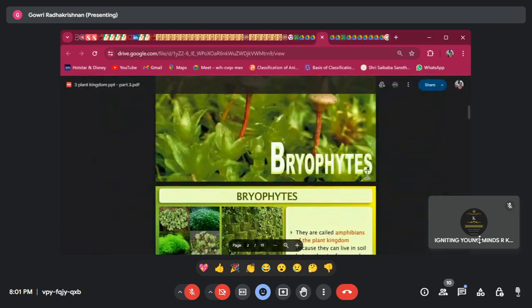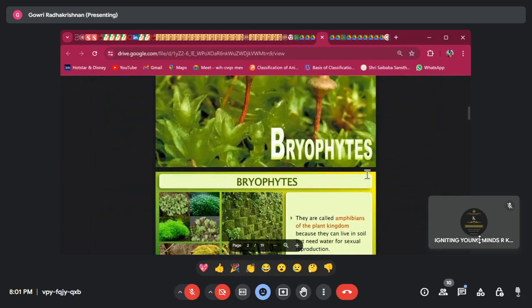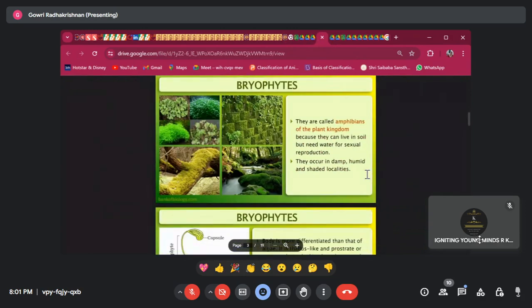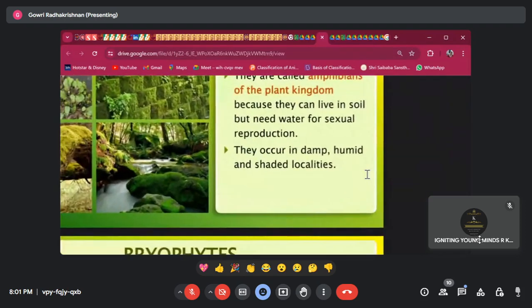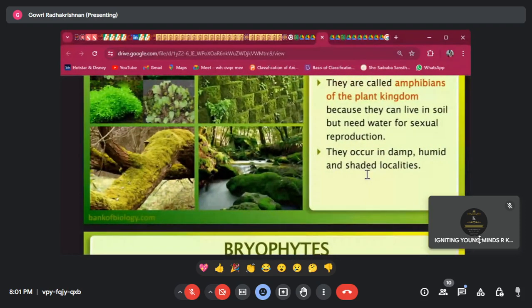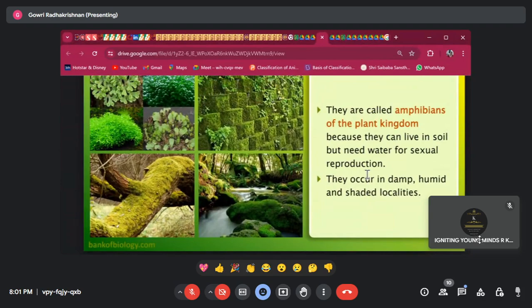Next we go to the bryophytes. Now bryophytes we say are the amphibians of the plant kingdom, because they can live in soil but need water for sexual reproduction. Suppose they swim in the water, and then in the presence of water only reproduction takes place. They occur in damp, humid, and shaded localities.